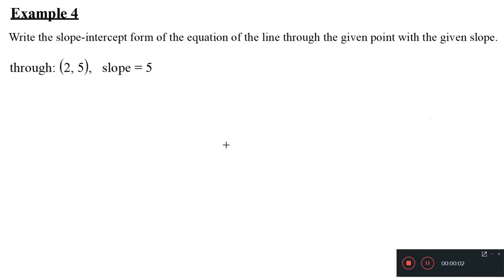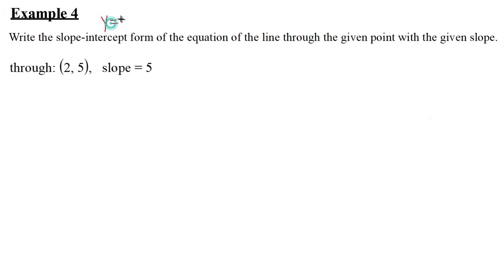In example 4, we're asked to write the slope-intercept form of the equation of the line through the given point with the given slope. Now, to write an equation in slope-intercept form, you're going to use the generalized format that y is equal to mx plus b. So what we need in this particular problem in order to write that is we need to know what the slope is, or m, and we need to know what the y-intercept is, which is b.